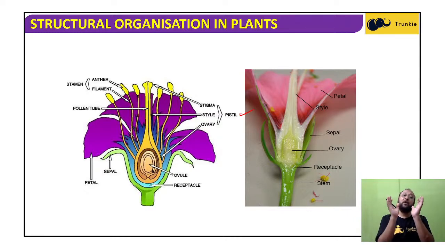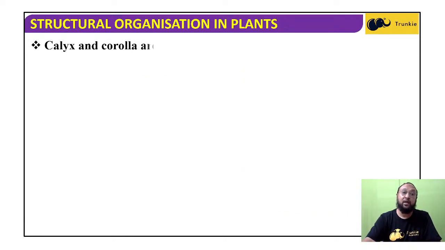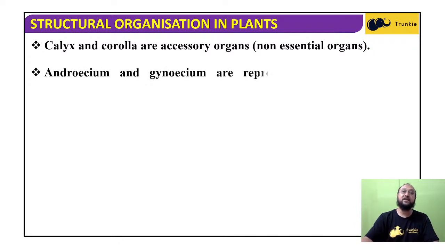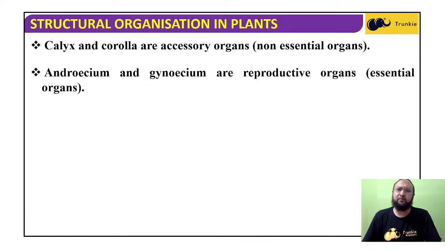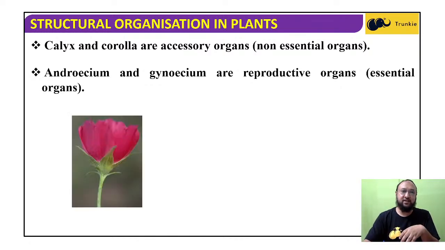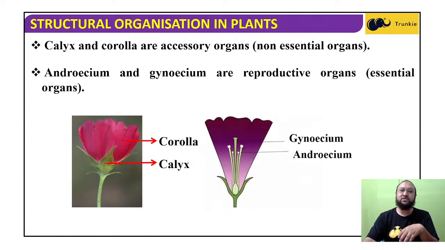Okay, it is there for protection, a protective function is there for these sepals. Okay, now calyx and corolla are accessory organs, non-essential. It's not essential, but plays some role. Okay, so in reproduction, the main role is played by the androecium and gynoecium because they are the reproductive organs, and they are essential. Okay, because they form the male and female gametes and the fertilization takes place. Calyx and corolla, they are accessory and non-essential.